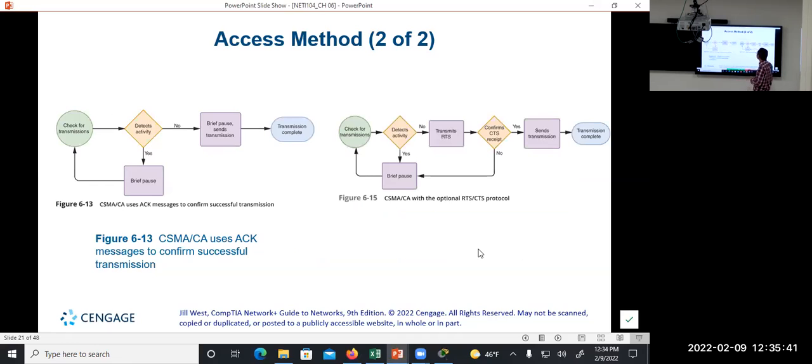Okay, so we see that it is about working with the request to send and the clear to send here, right? So see the first step here, always listen, right? Check the transmission here, and if you detect activity, you have to stop it, right? You have to pause and listen again. And again, if you don't detect any activity, you send the request to send.